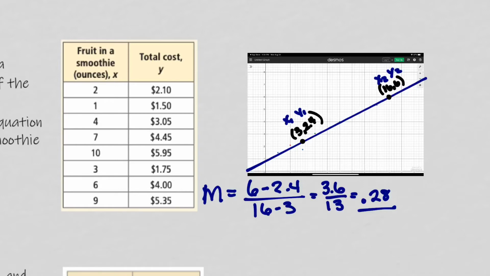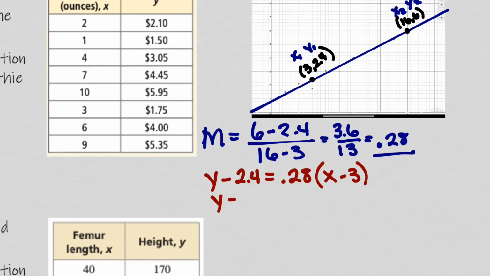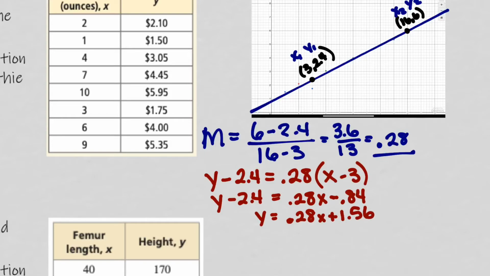Then let's find the rest of our equation. So y minus y1 is going to equal the slope times x minus x1. We are going to solve for y by distributing that 0.28. So negative 3 times 0.28 is negative 0.84. Then I need to add 2.4 to each side. So I get y equals 0.28x plus 1.56.